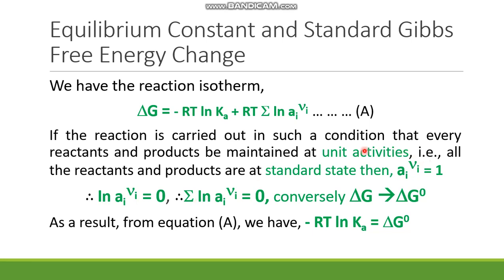And if unit activity means standard state, that means the free energy would also be standard. That means delta G can also be written as delta G0. So if we put a equals 1, then delta G0 would be equal to minus RT ln Ka. This is the result from equation A, minus RT ln Ka equals delta G0. So we have got a new term, the standard Gibbs free energy change, written as delta G0.